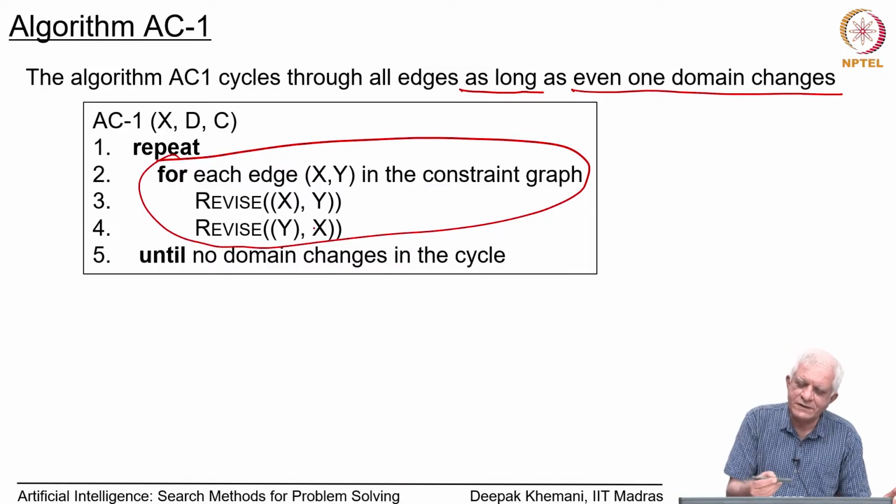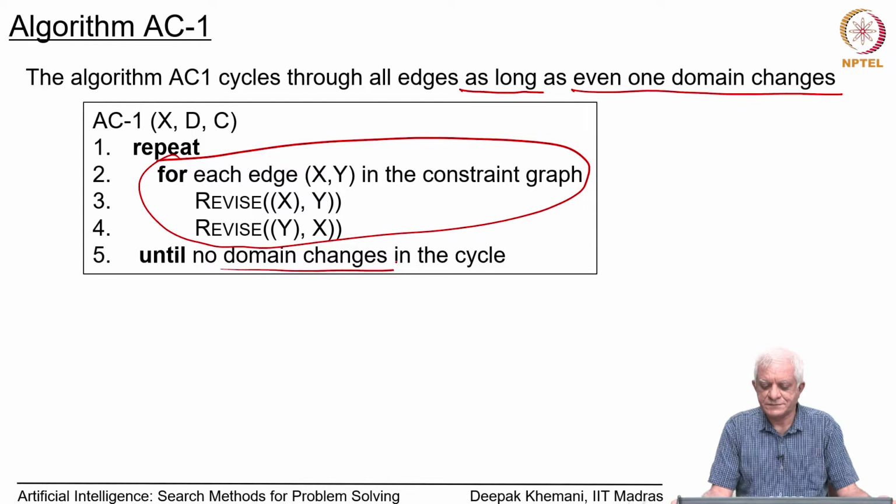But now we have put this in a repeat loop, which says that until no domain changes in the cycle essentially. So, we want to make sure that after every cycle of all the revise calls, every node has a supported value, which means some value has not disappeared from some domain essentially.